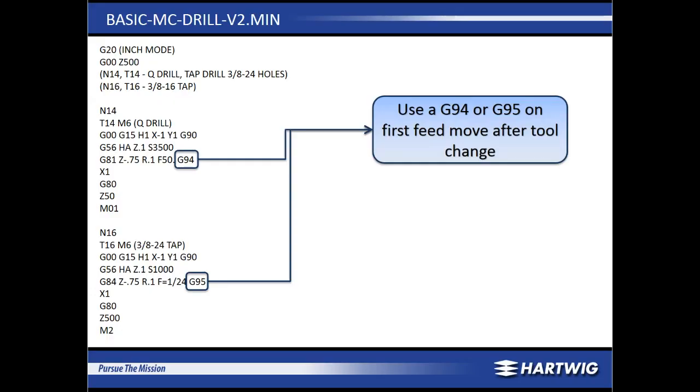Another thing that we've done slightly different in this version of the program is we're using a G94 whenever we go to run our drill, but we're using a G95 on our tap. And we want to command that G94 or G95 on the first feed move after every tool change, because it wouldn't be uncommon for one tool to use a different feed rate system than another tool.